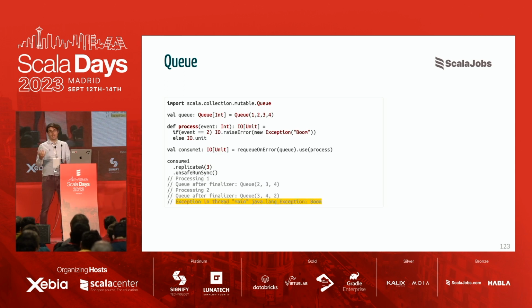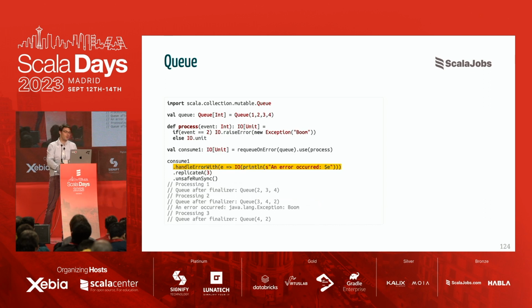And at the end, we do get an exception because even though we had some logic to handle the exception, it's not handling the exception in a try-catch-finally. It's more to have some finalization logic that depends on the outcome, but it doesn't catch the exception in any way. So if we do want to catch the exception, we have this method handleErrorWith that allows us to do something on error. Here I say that if there is an error, I just want to print it, but I don't want to throw it. And now you can see the outcome. So it's printed, and now we can see processing 1, processing 2, processing 3, and we can see the outcome of the queue that changes.